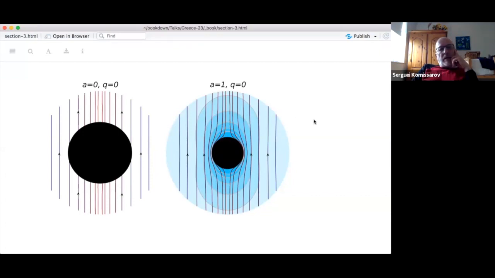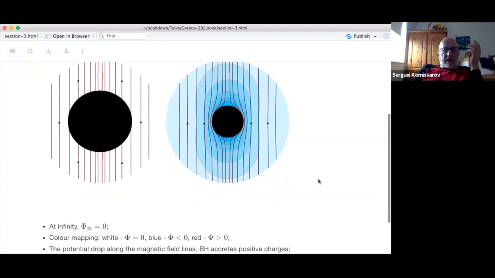And you may argue that if some charges are introduced into the space around the black hole, positive charges will be pulled towards the black hole, and the negative charges will be pushed away from the black hole, and the black hole will eventually acquire some charge.